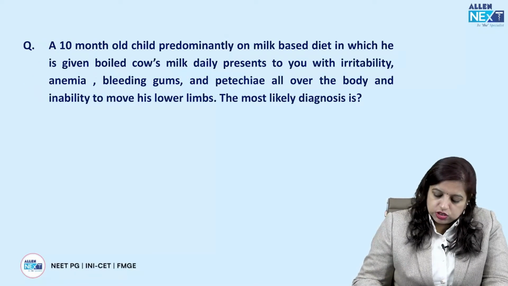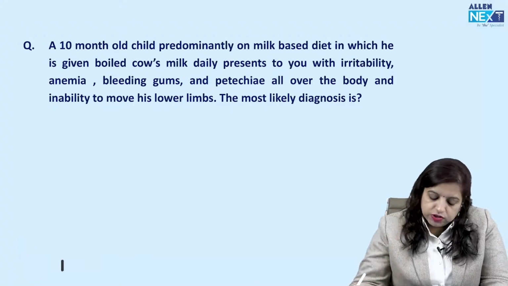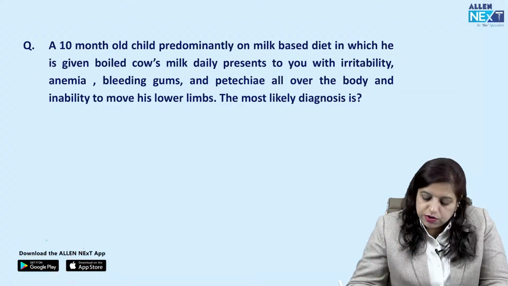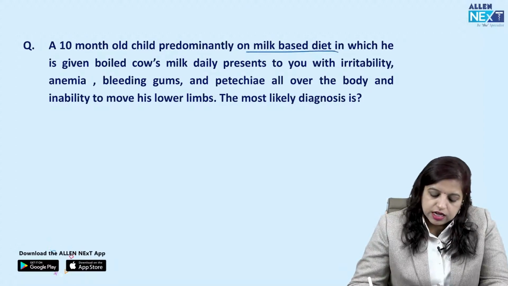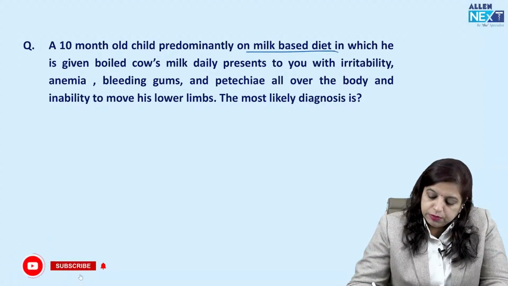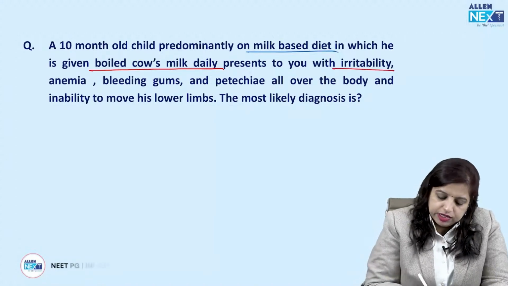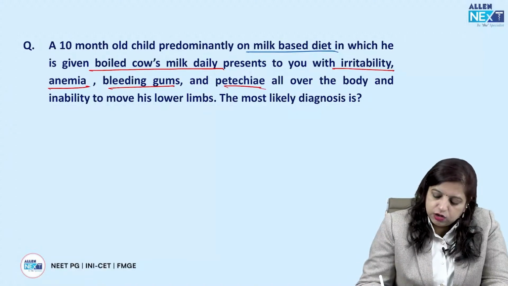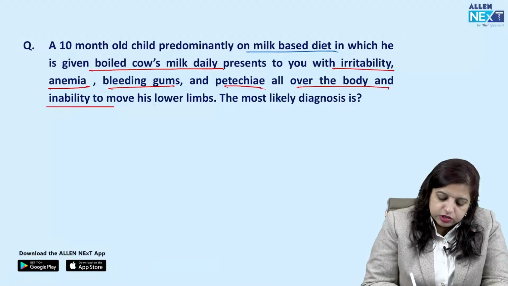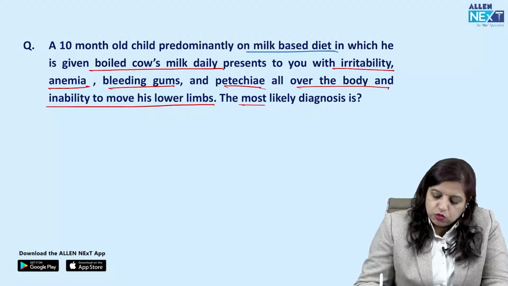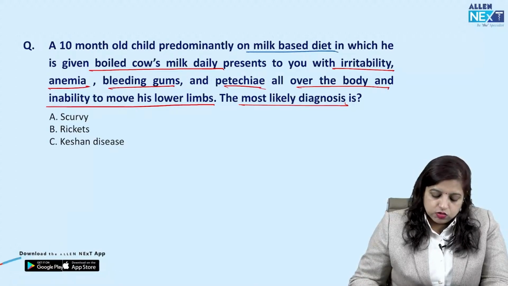Coming to the next question, again closely related to what we were just discussing. A 10-month-old child predominantly on a milk-based diet, in which he is given, very importantly, boiled cow's milk daily, presents to you with irritability, anemia, bleeding gums, petechiae all over the body, and inability to move his lower limbs. What is the most likely diagnosis? So what are we dealing with?